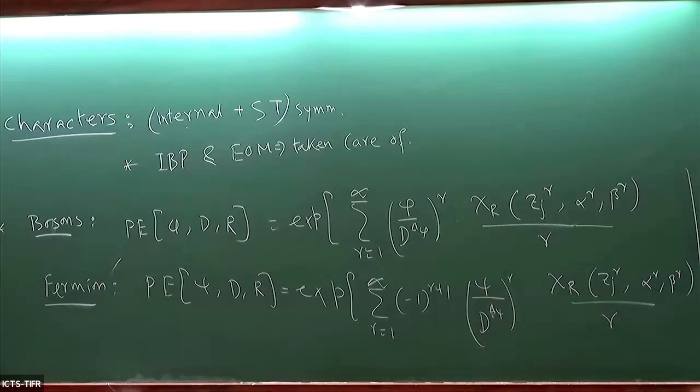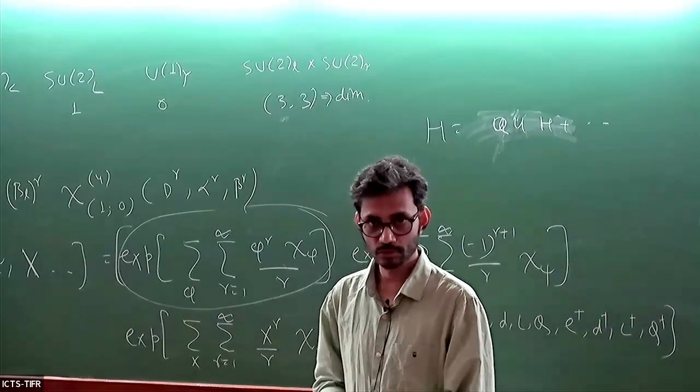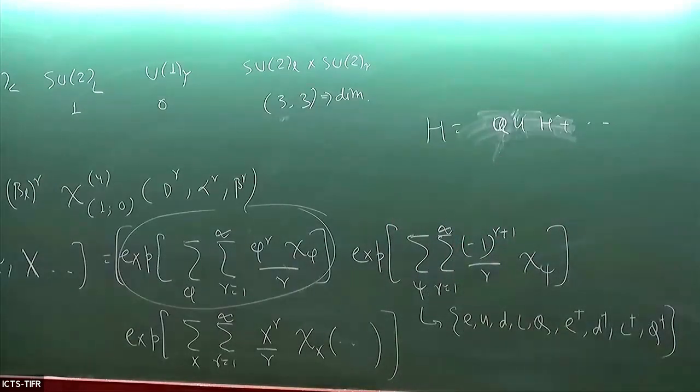Statistics? Yes. This is total chi phi. So there is a covariant derivative inside this. Yes, exactly. So when you calculate the short representations, yes. Any other question?